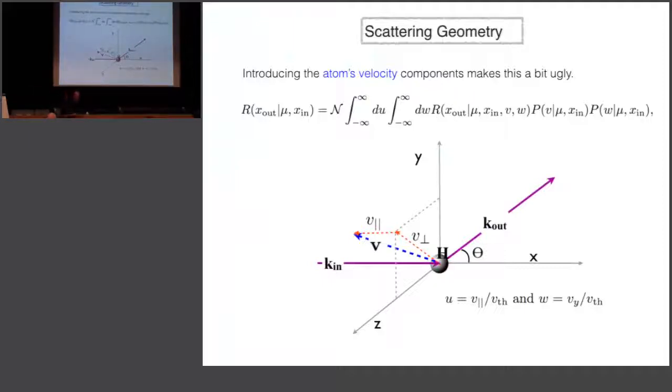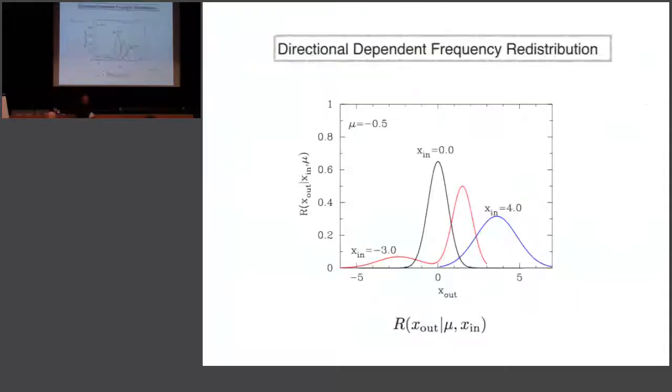But once you do that, in principle, you can compute exactly what the likelihood is that x out is coming out at this particular frequency, given this frequency before scattering and the scattering angle. And I'm just going to show you some results. Right? So this would be an example.